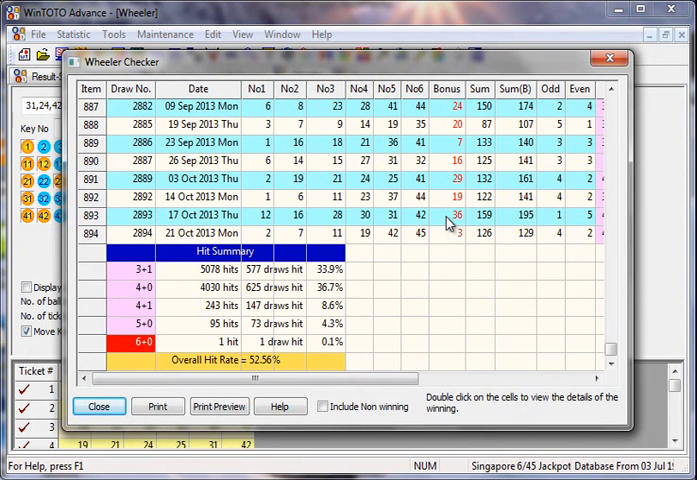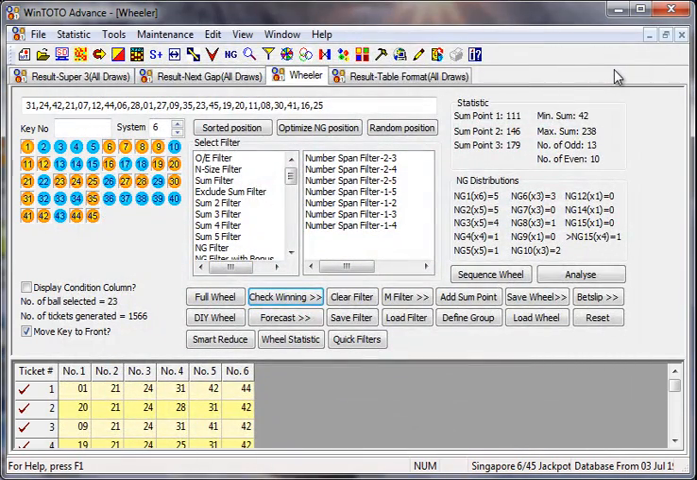$346.50. Do you know that from $1,129.50, alright, you reduce your cost to only $793, there's a saving of $346.50. Your winning chances only dropped by 0.59%. It's really peanuts. Alright, so you can see that is the difference here with WinTOTO Adv 3.2 and without. You could see a very big difference.